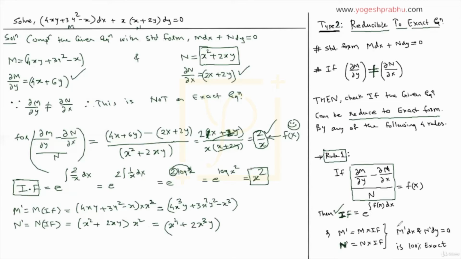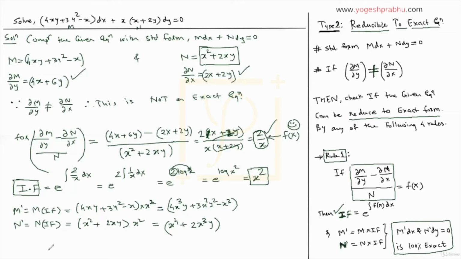As soon as you find the values of m dash and n dash, now I want you to read this statement here. It says that whenever we find m dash and n dash, the m dash dx plus n dash dy equal to 0. Okay. The equation is 100% exact. You will surely find this equation to be exact. So as soon as you multiply this magic factor, when you multiply by x square, your equation suddenly becomes exact. So it's a good thing, right?